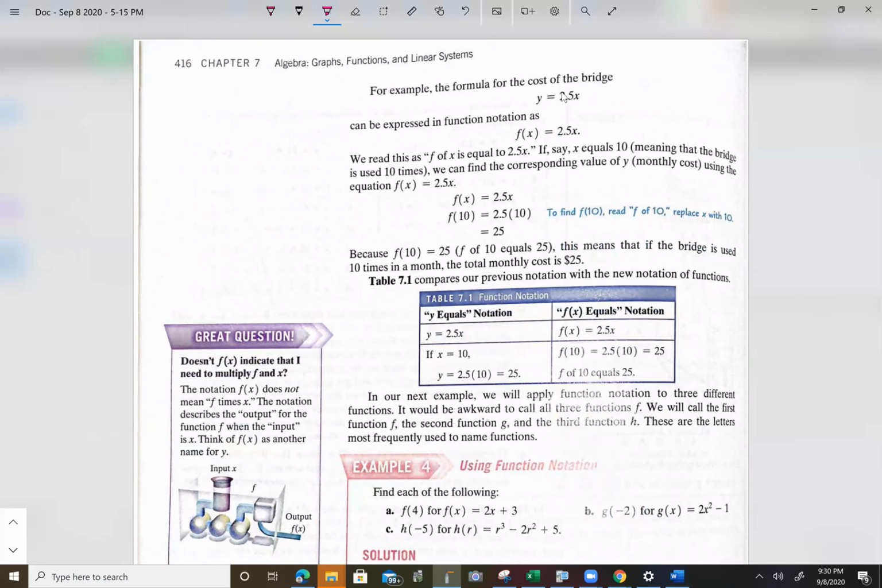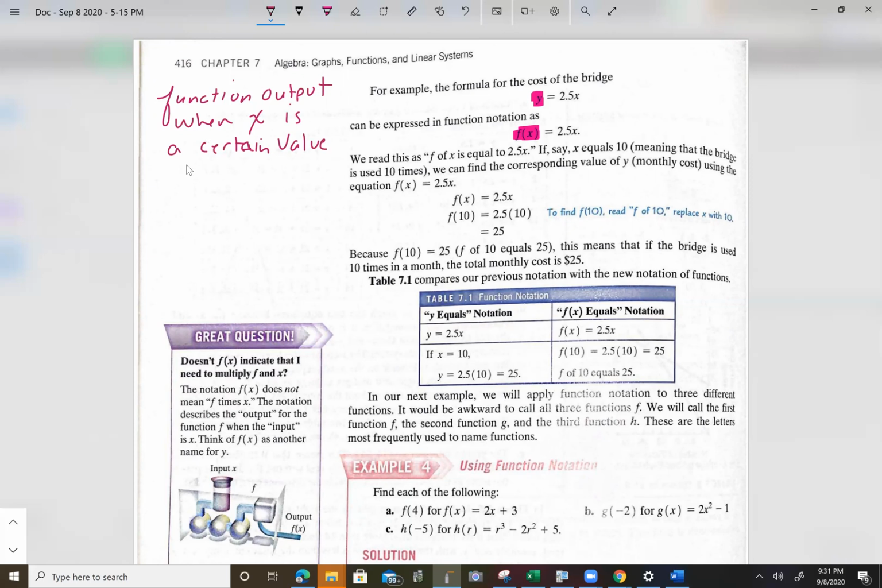And what they're doing is they are changing our output. Instead of y, they are changing it to be f of x, okay? And all f of x means is the function, f stands for function, the function output when x is a certain value. Okay, what is the output when x is a certain value? That's what function notation means.